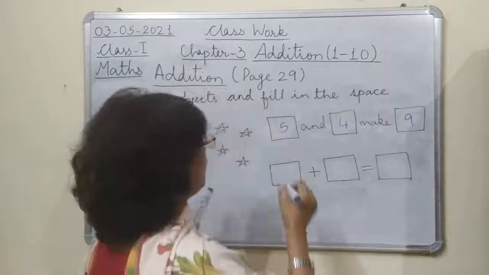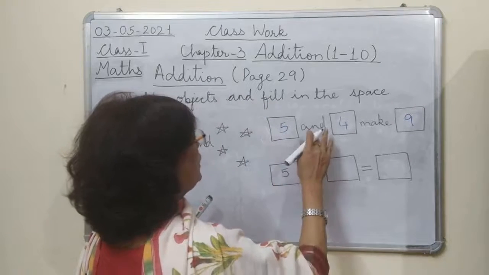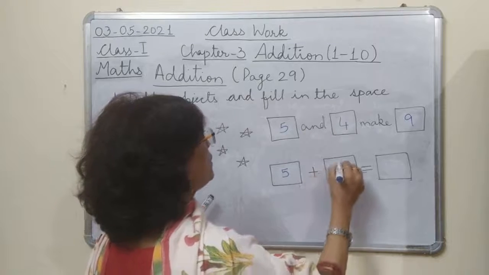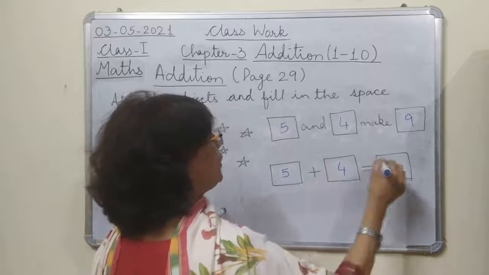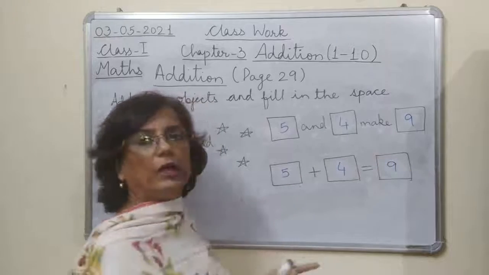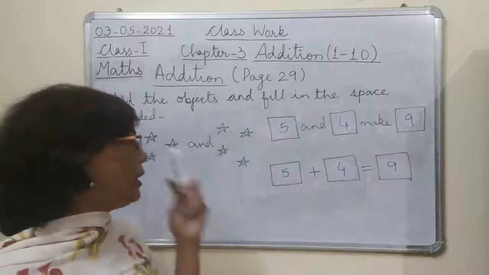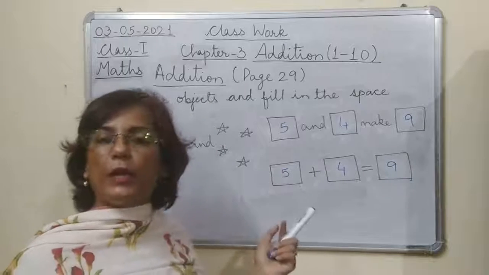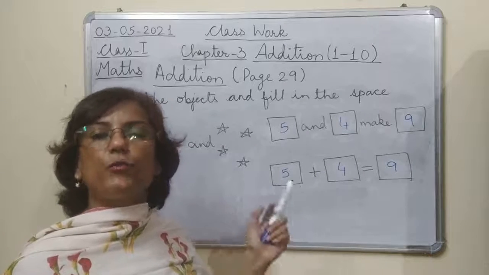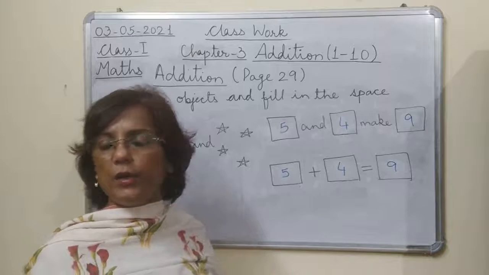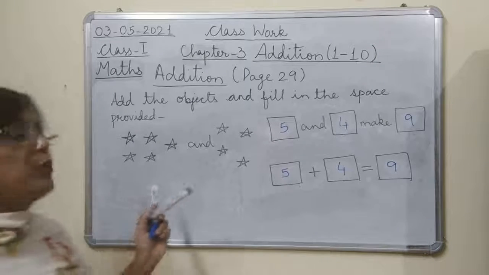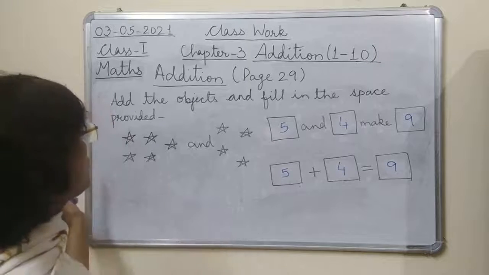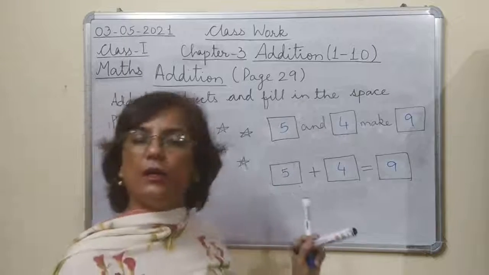Okay. So how do we write it here? 5 in place of and plus use किया. 4 in place of make is equal to use किया. 5 plus 4 is equal to 9. Okay. Children, this is not there in your book. ये आपकी बुक में नहीं है. Just for practice we are doing it. ये हम सिर्फ प्रैक्टिस के लिए कर रहे हैं. ठीक है. So 5 and 4 make 9.